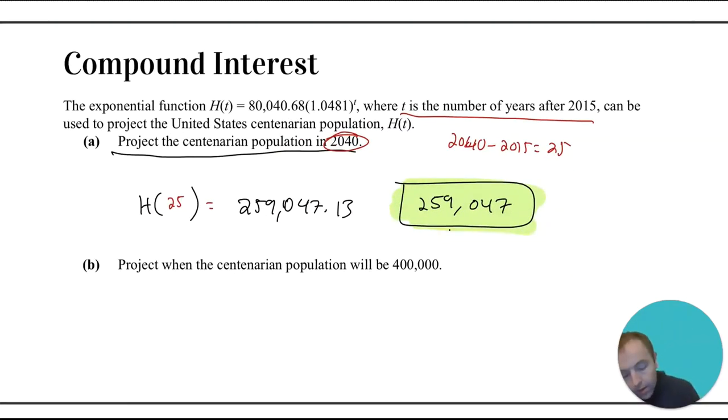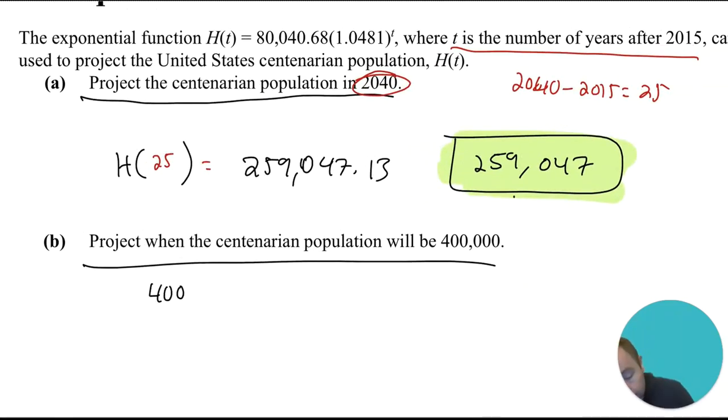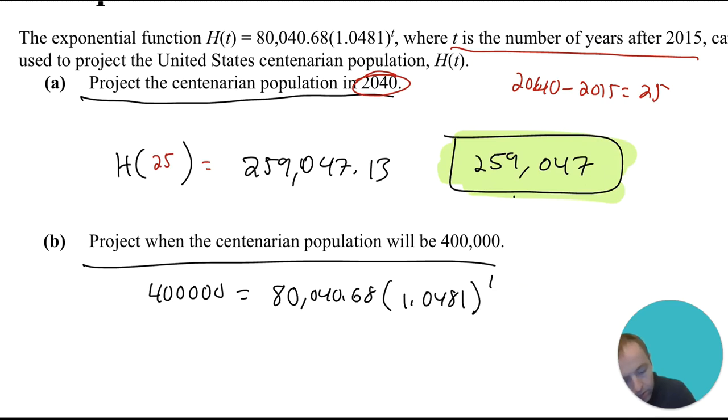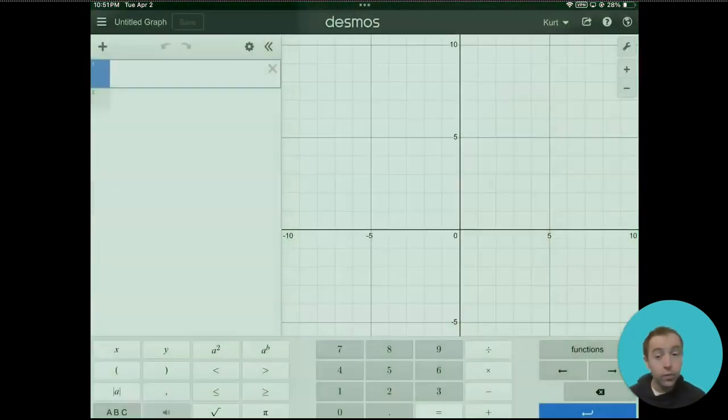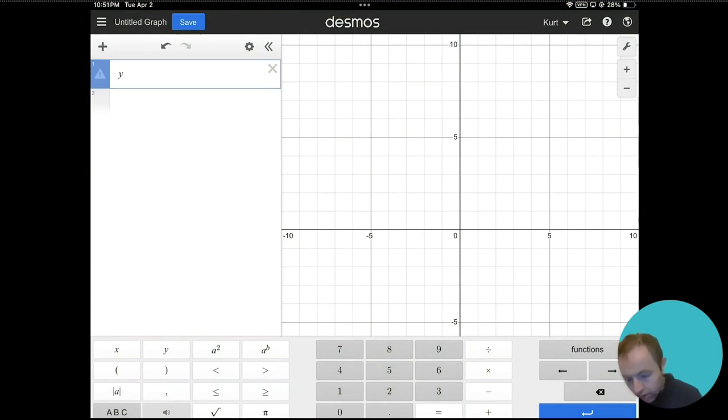Cool, cool, cool. And then we're also asked to project when the centenarian population will be 400,000. So we don't actually know the value of t, and that's what we want to figure out. So this would be equivalent to saying that 400,000 is equal to 80,040.68 times 1.0481 to the t for some t. Okay, so a nice easy way to figure this out, for now at least, would be to take a graphical perspective. So you could take the exponential function that we have and enter its equation.